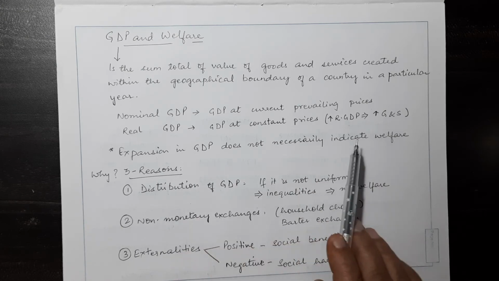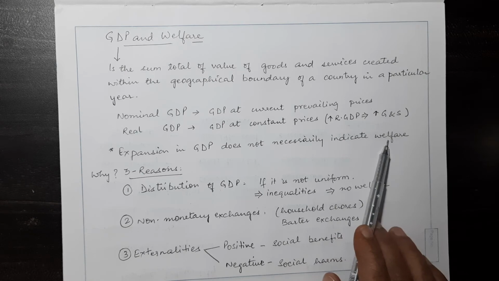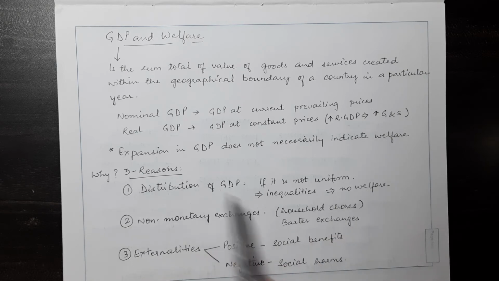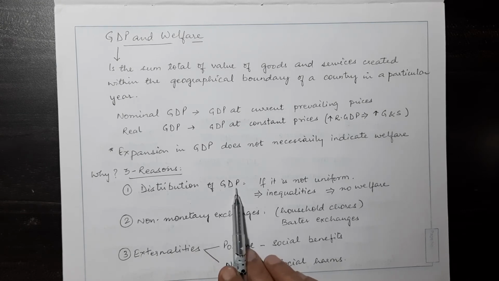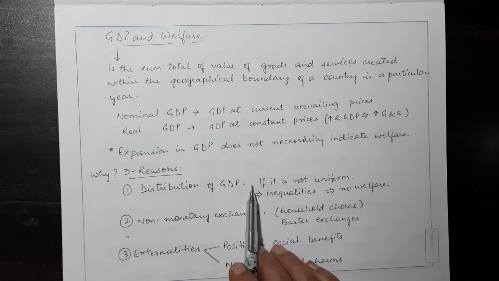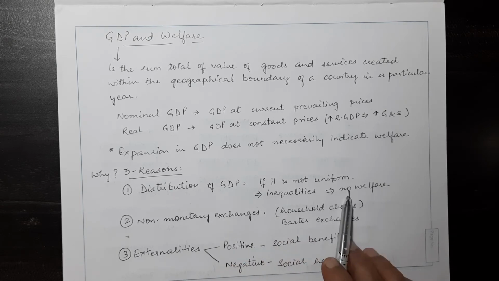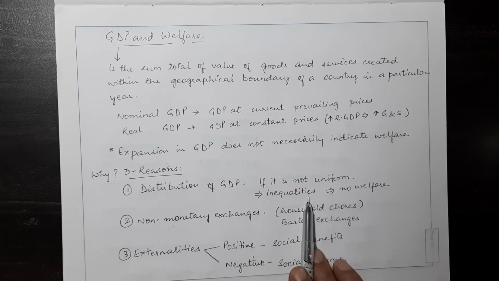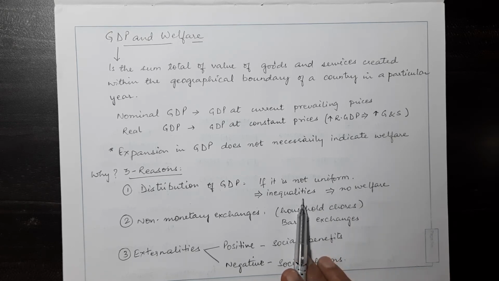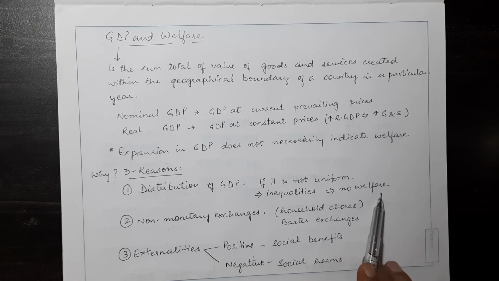Why this expansion in GDP does not necessarily indicate welfare is, there are 3 reasons. The first one is distribution of the GDP. What does this mean? See, this may not be the welfare of the people, because if there are inequalities, if this distribution is not uniform, it would mean that there are inequalities, which means that the rich become richer and the poor become poorer. So in that case, when this is not uniform, there is no welfare, right?